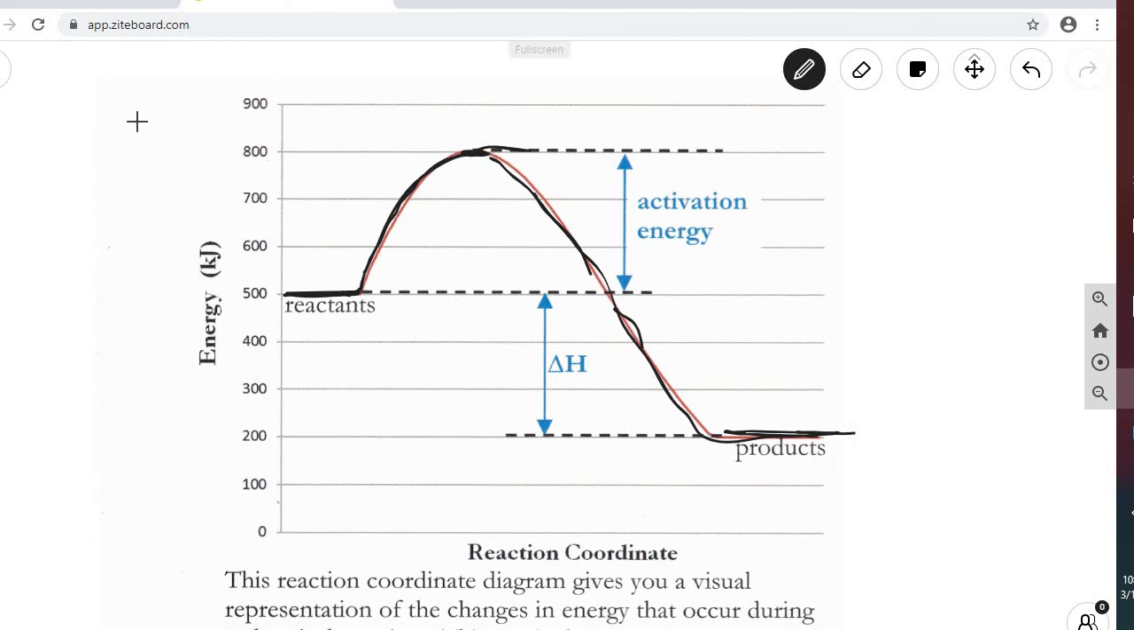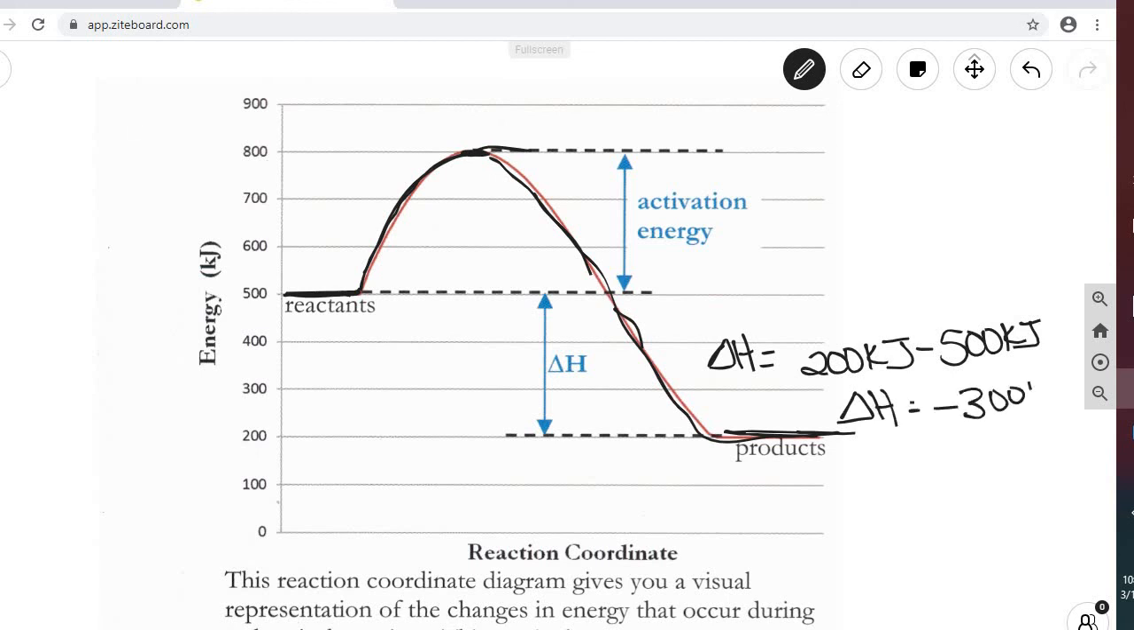Okay, so that's the activation energy, and then the reaction will proceed, and you end up with 200 kilojoules of energy in the products. So remember, to get the delta H of a chemical reaction, you take the products minus the reactants. The reactants were 500 kilojoules. So the delta H for this particular reaction would be negative 300 kilojoules. So that tells us that this reaction is an exothermic reaction.